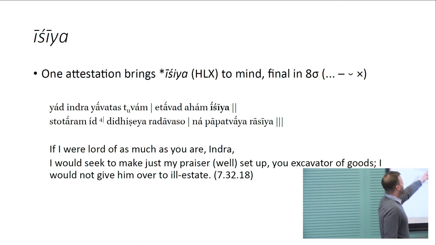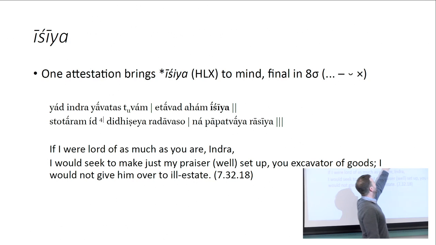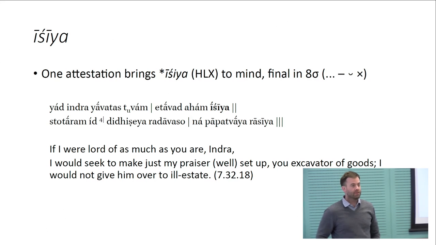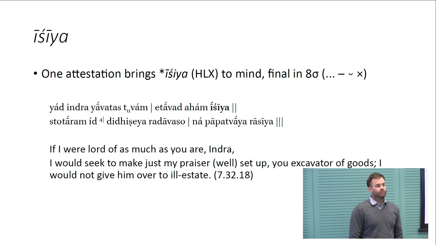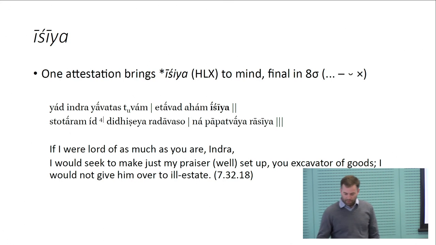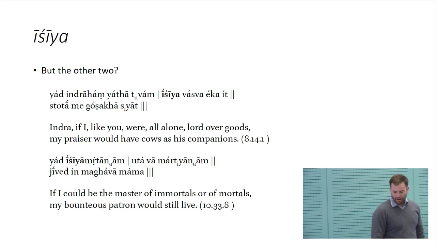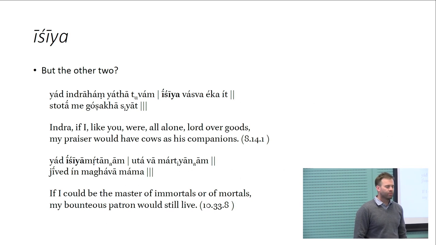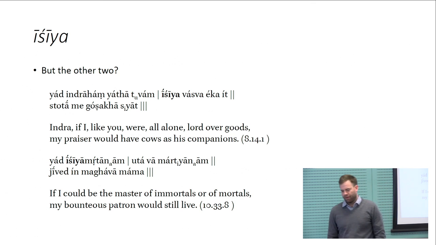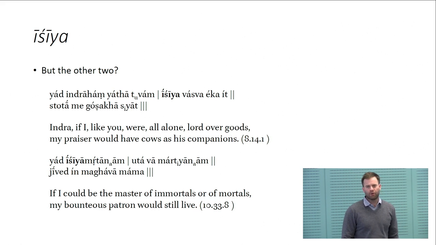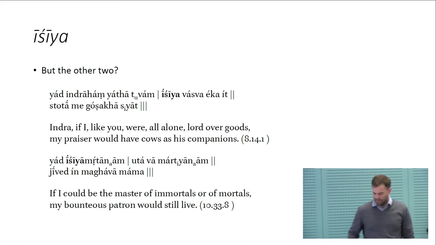Here you see the first eight-syllable line, second, third, fourth, and it occurs at the end of an eight-syllable line where you expect eshiya, not eshiya. But if you look at the other two attestations, they're in the first half of an eight-syllable verse where the meter is much less strictly regulated, and so people would not normally feel these contribute much or any evidence one way or the other.